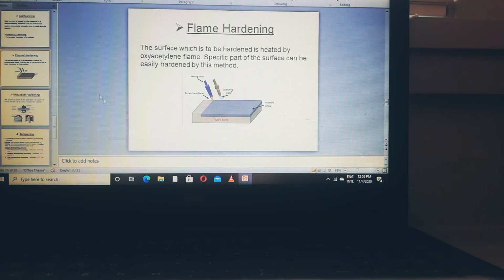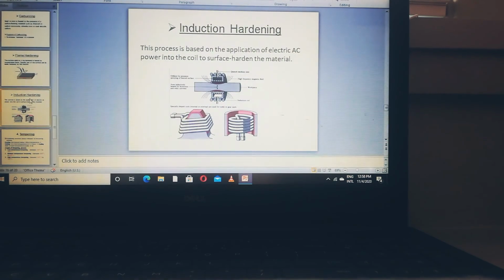Now let us look lastly at another kind of hardening, which is called induction hardening. This process is based on the application of electric AC power into a coil to surface harden the material. As we can see here in our picture, this is our material here, and we put this electric AC power into the coil. This is the coil here, put on our material to harden it.